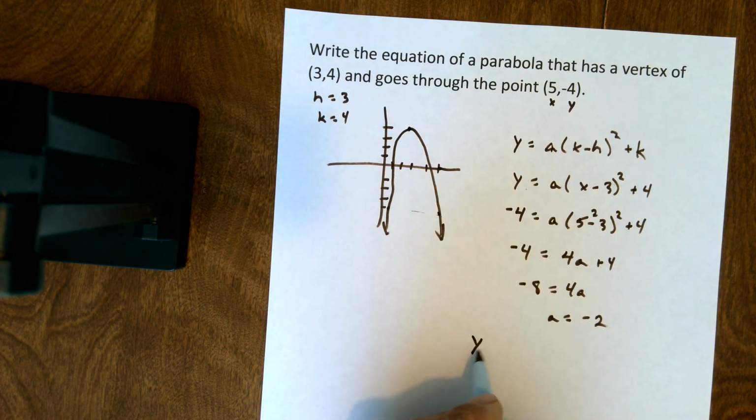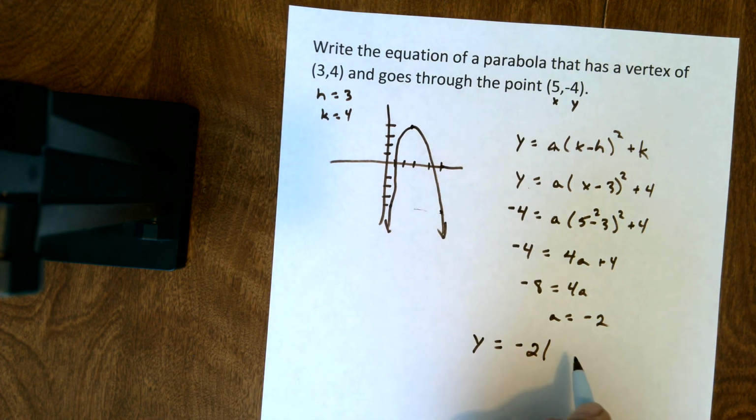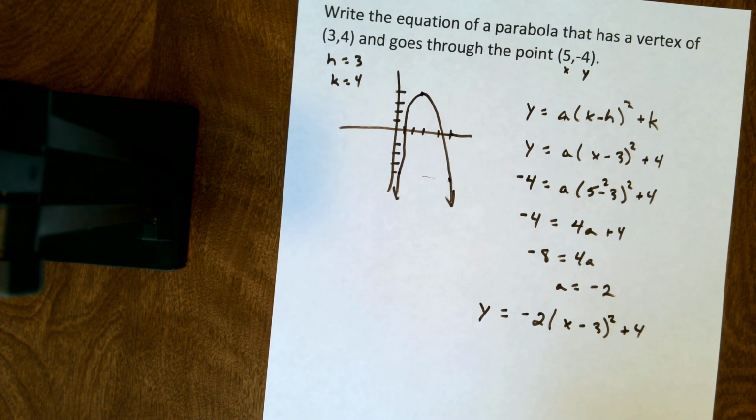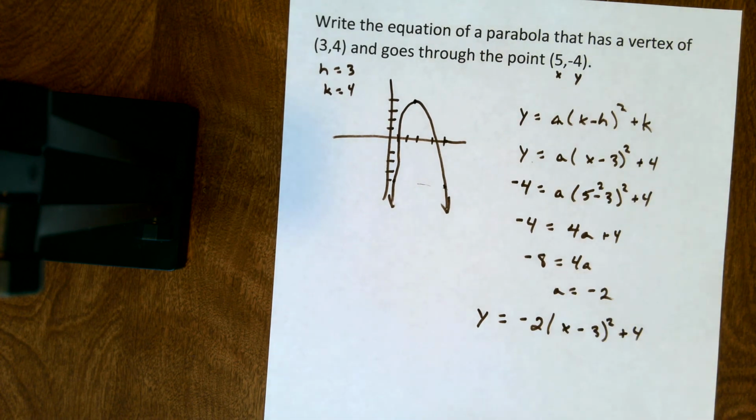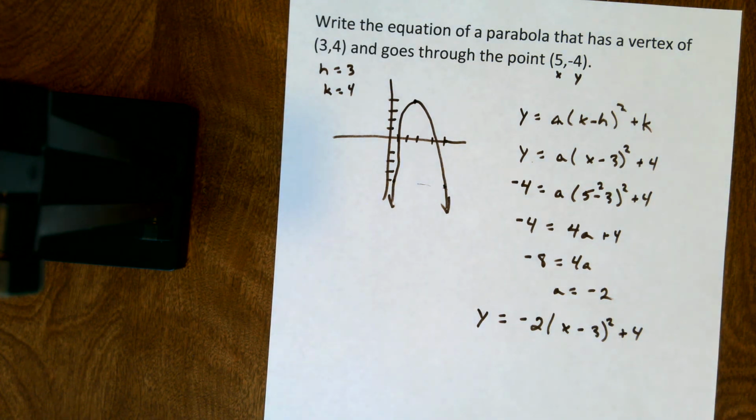So I know my equation has to equal y equals -2, which makes sense because it opens down. Remember that a value is negative. And then x minus 3, plus 4, again, that comes from my vertex. And that gives you an example of writing an equation of a parabola. So hopefully it was a nice little review of being able to graph a parabola and then also to write an equation of a parabola.